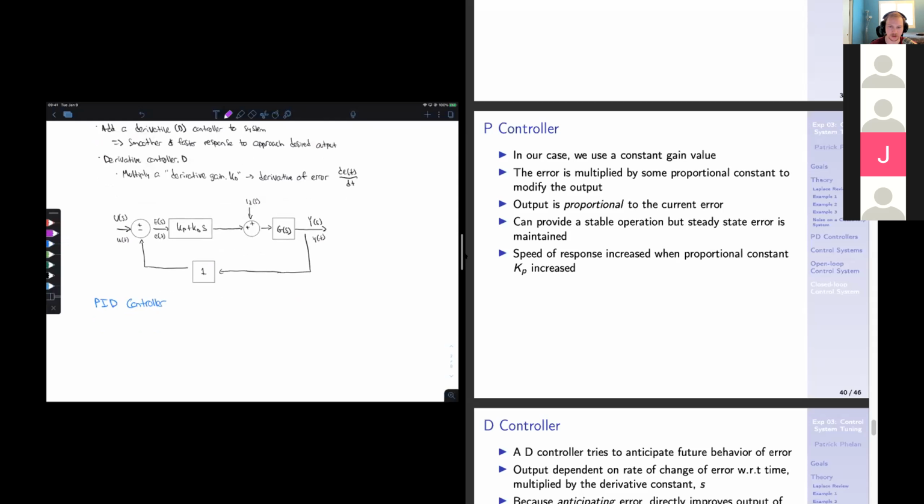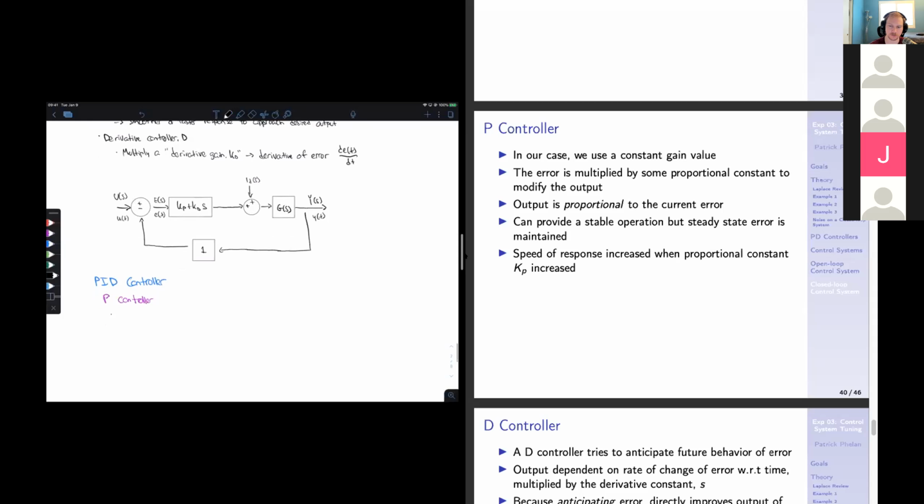Okay, so first we're going to have a P controller. That's going to be a constant gain value. So our error is going to be multiplied by some proportional constant to modify the output. When I say multiplied by a constant, we're either going to have some whole integer like 2, or we can do basically 1/2. So we're essentially dividing in that case.